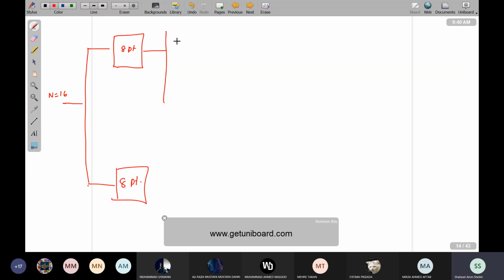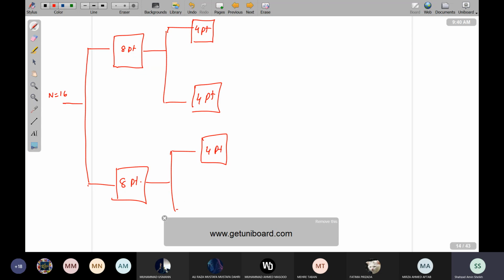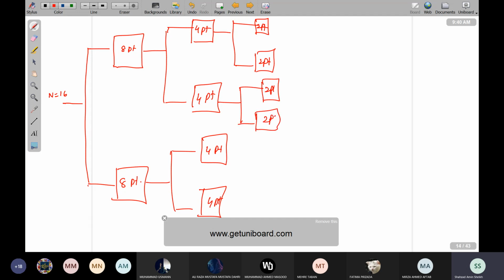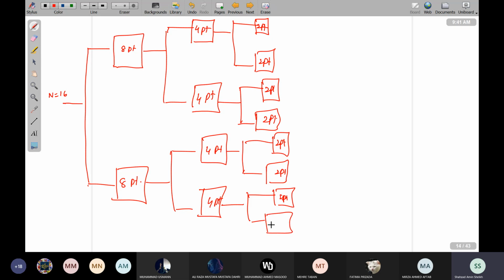अच्छा, 8 पॉइंट के ये जो जाएंगे, चलें इसको यूं कर लेते हैं. 4 पॉइंट, 4 पॉइंट. ठीक है. यस सर. गॉट इट? दैट्स द बेसिक. Yes, sir.